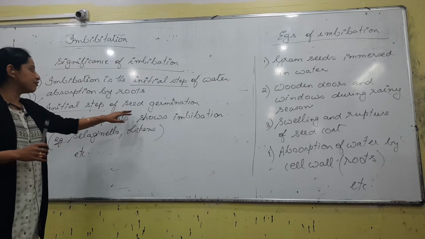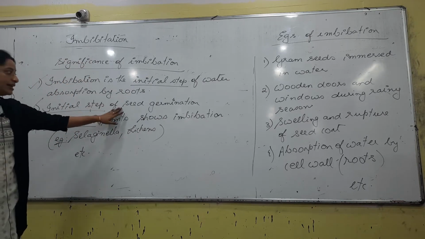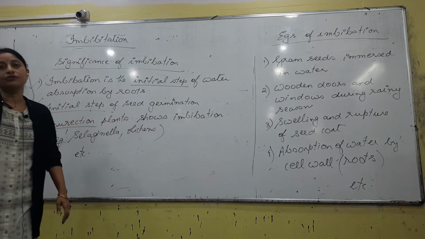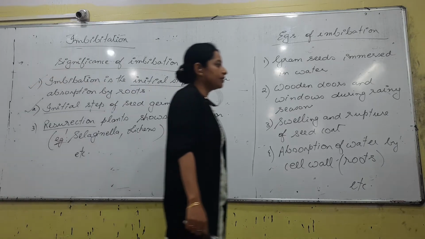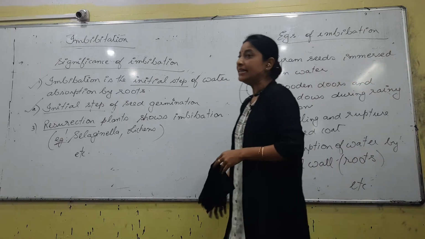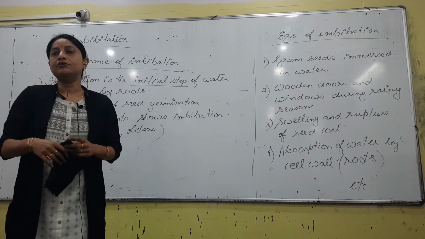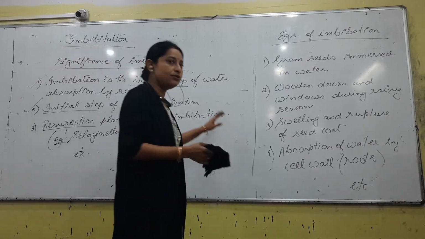So what is the initial step of seed germination? Imbibition. And what do we understand by the initial step? Rupturing of the seed coat, right? So this was all about the two processes, that is imbibition and permeability. Next we have to talk in detail about the physical processes: diffusion, osmosis and water potential.